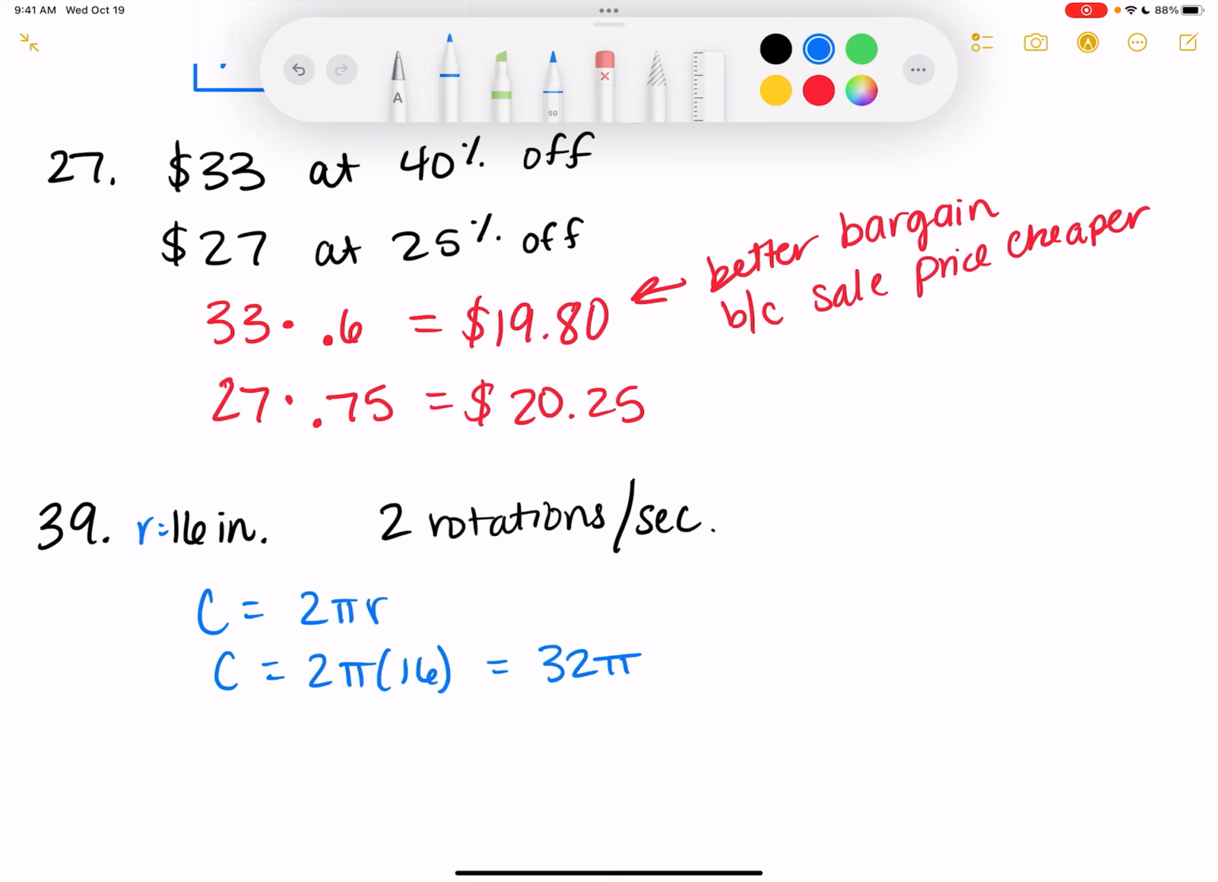Let me do it again. I got circumference equals 100.53 inches. Hold on, I need to look up one thing really quick.